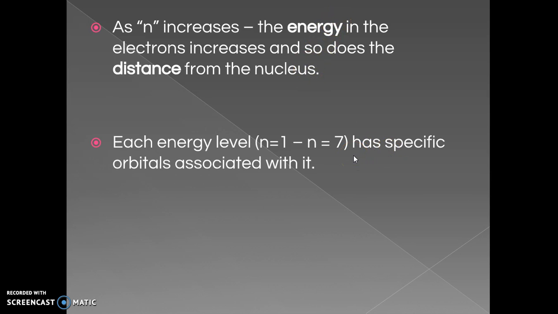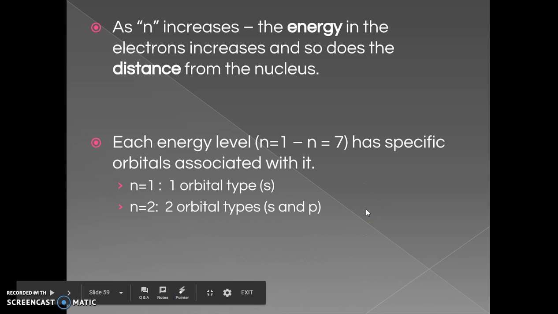Now, each of these circles, the n equals 1 area, the n equals 2 area, the n equals 3 area, the n equals 4 area, they all have specific orbitals associated with it. N equals 1 only has 1 orbital. N equals 2 has 2 orbitals that you can find that distance from the nucleus.